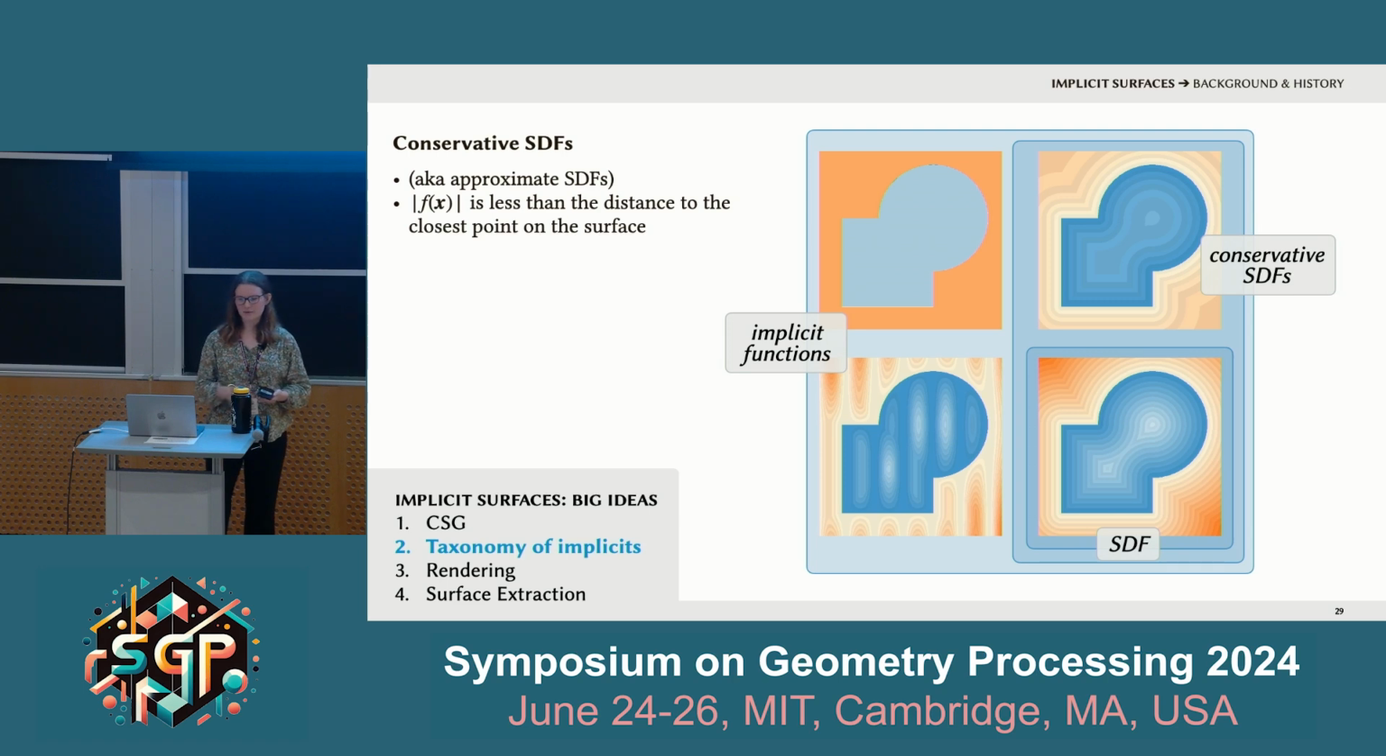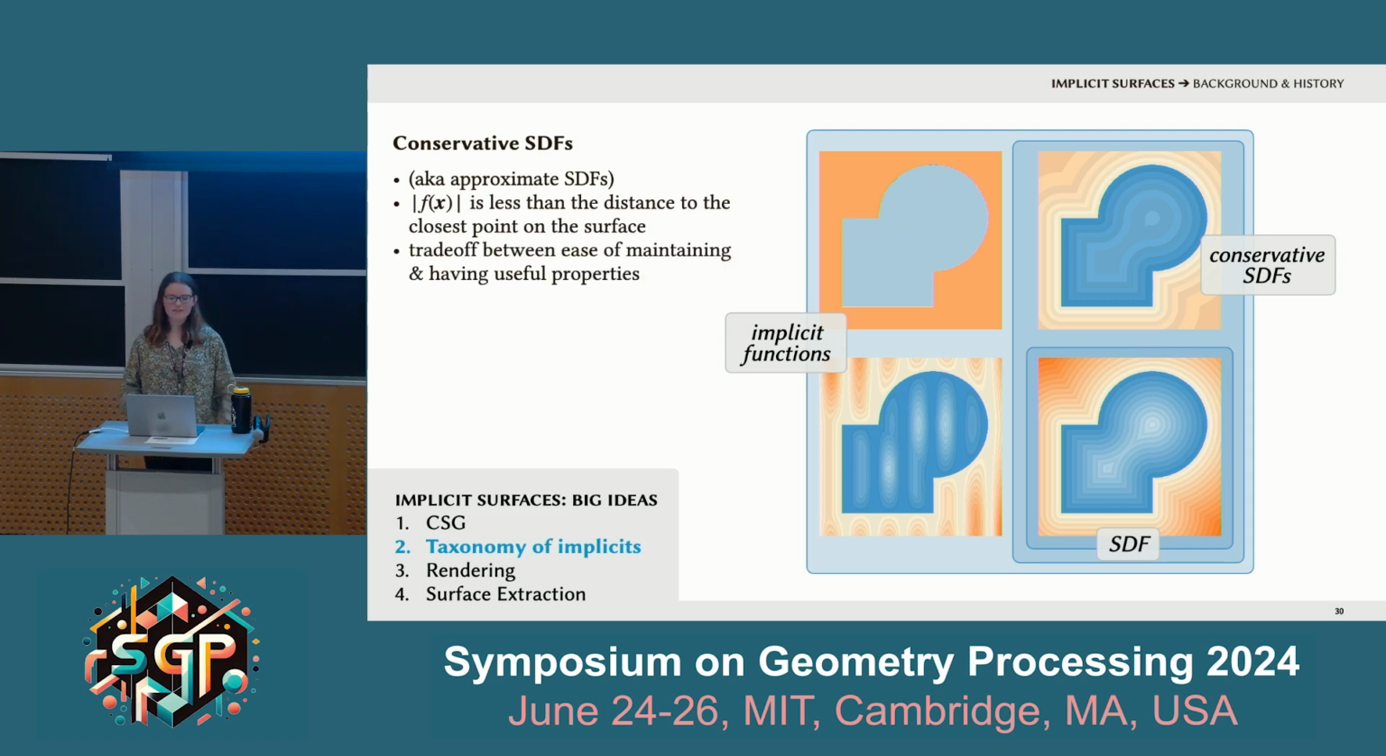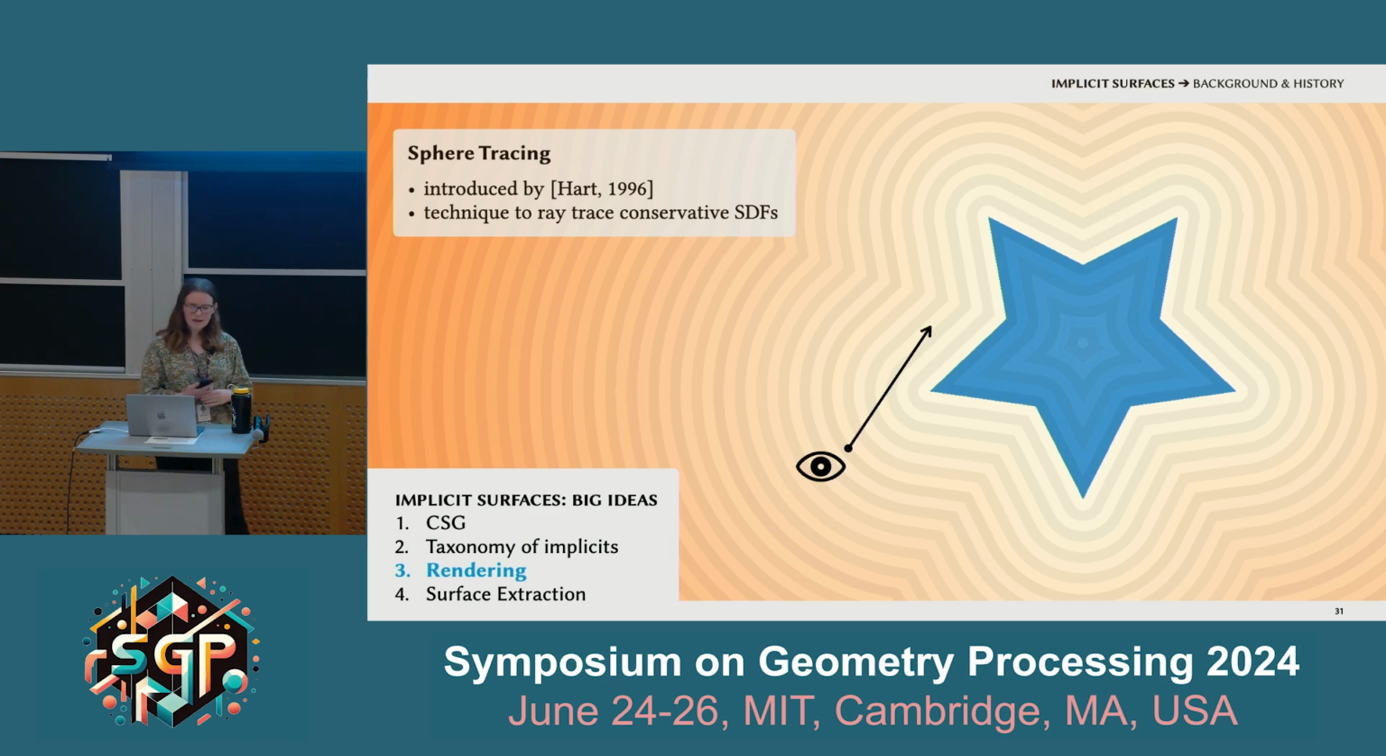Sometimes people call these approximate SDFs as well. Here, we relax the requirement for the distance property to a conservative distance property, where instead we require that the absolute value of the function is less than the distance to the closest point on the surface. Conservative SDFs are nice because they're often much easier to maintain. Certain editing operations do maintain this conservative distance property, but of course they can't be used for all the things that SDFs can be used for, because we can't guarantee that the values are actually the real distance. They're just some bound.